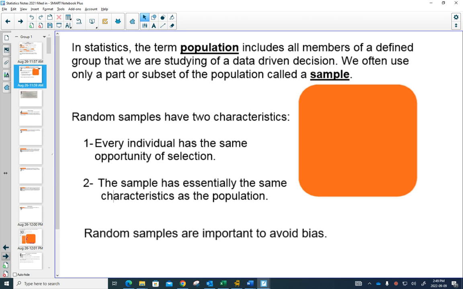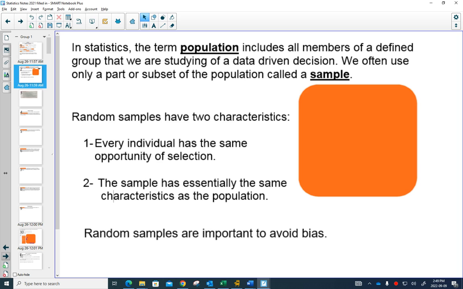So in statistics, we use the definition of population as all the people that you're trying to do the study for. So for example, if I was curious, what do students at Sturgeon Heights think about blah, blah, blah, then my population would be all students at Sturgeon Heights, which is like 1,200, 1,300. There's quite a few of you.